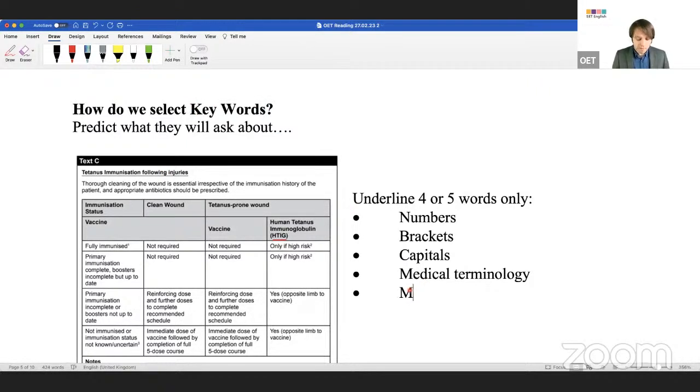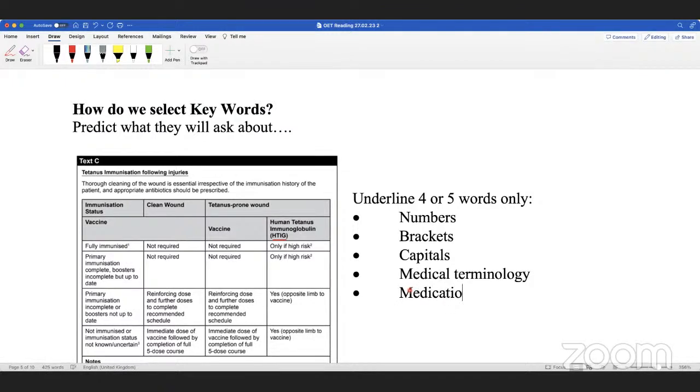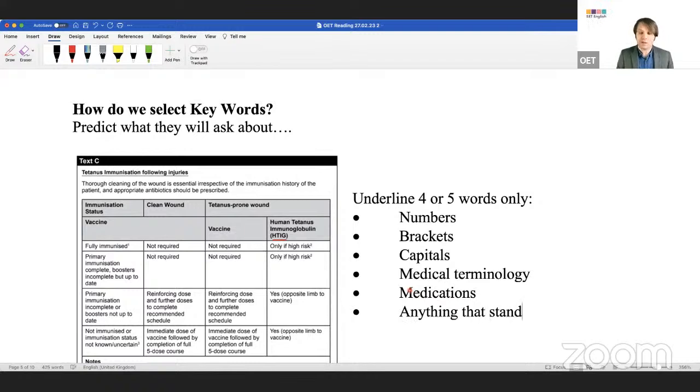Okay. What about medications? Do we think we should underline those? Yes. And if it's only one in the text. Not side effects so much, but any medications. But anything that stands out to you, you can underline.